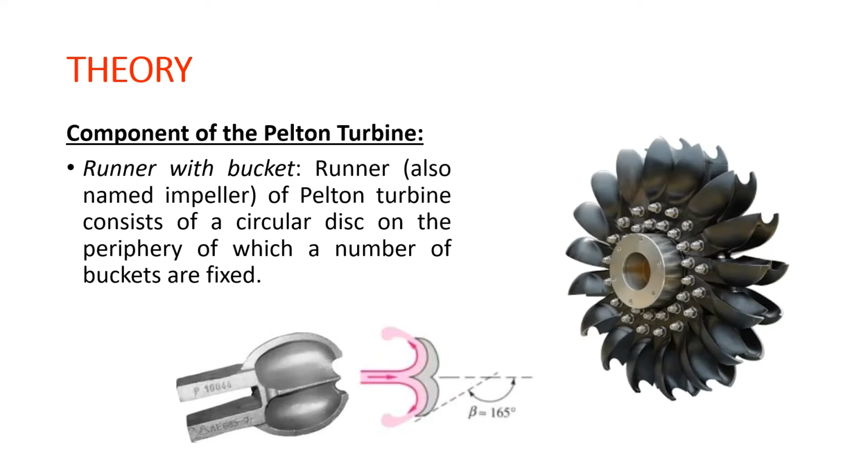The buckets are designed in such a way that the jet of water striking the buckets is deflected through 165 degrees. The buckets of the Pelton turbine are cast as a single solid piece in order to avoid fatigue failure.